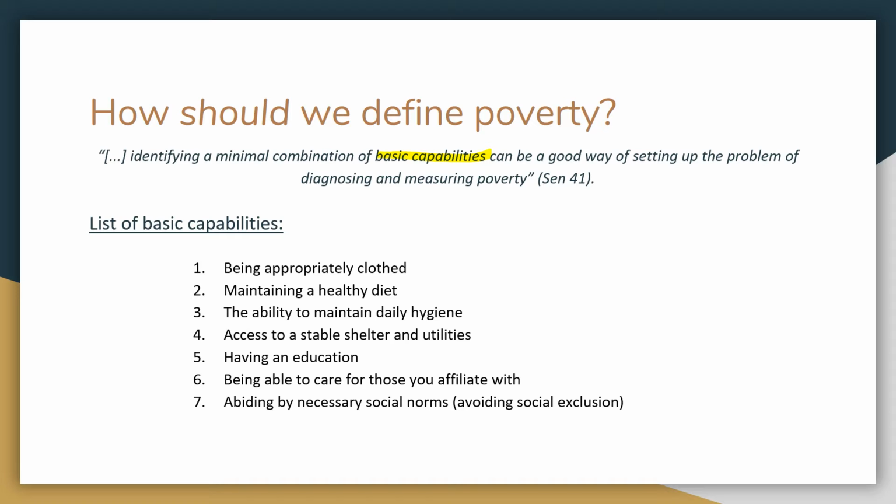to have human dignity. So our list of capabilities includes being appropriately clothed, maintaining a healthy diet, the ability to maintain daily hygiene, access to a stable shelter and utilities, having an education, being able to care for those you affiliate with, and abiding by necessary social norms.